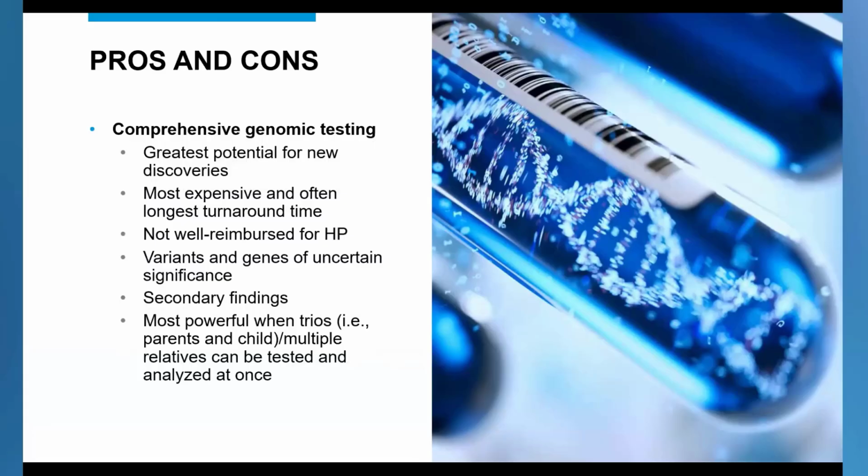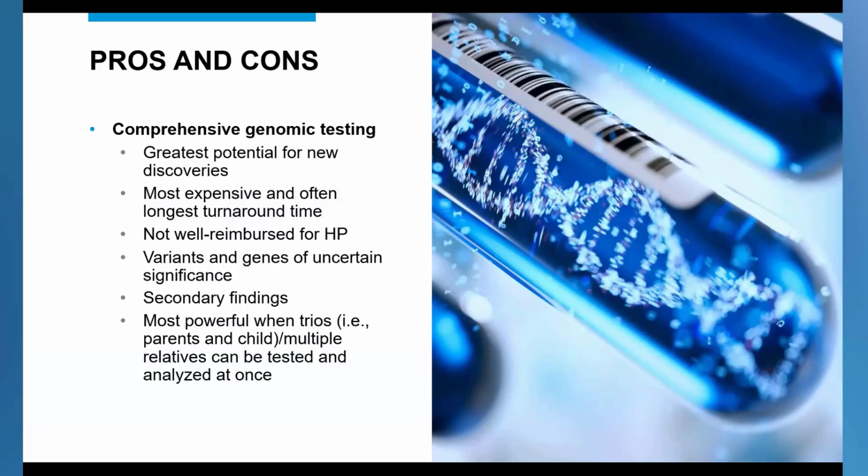Because of that, you have the greatest potential for new discoveries. So patients who are negative by a multi-gene panel, for instance, this might be their next stop because they could have something new and undiscovered going on that's only going to be picked up by a technique like this. But because it's more exploratory in nature, it's not well reimbursed for in the context of hereditary pancreatitis by insurance at this time. Because it's so large and comprehensive, it's going to be the most expensive test, and it's going to have the longest turnaround time in most cases.